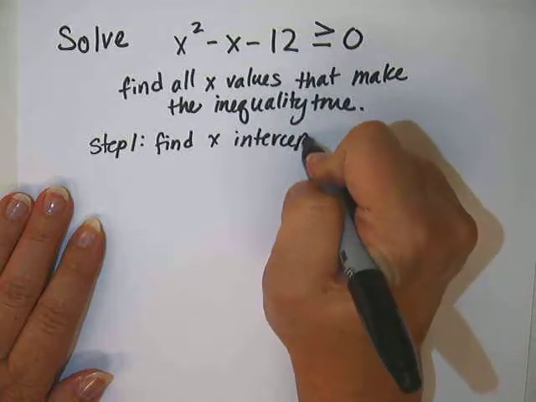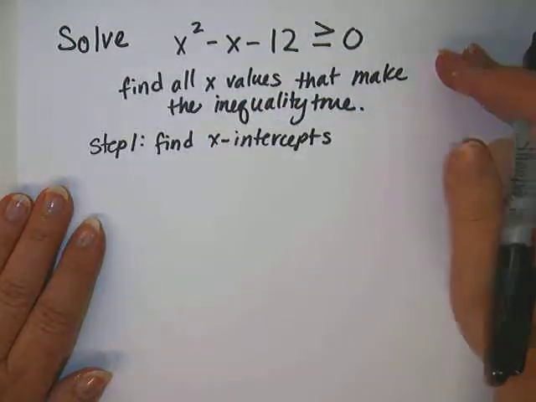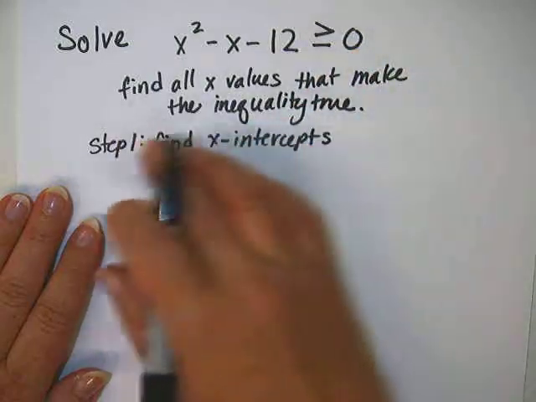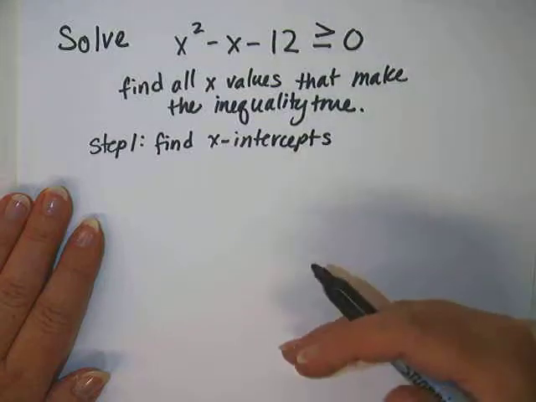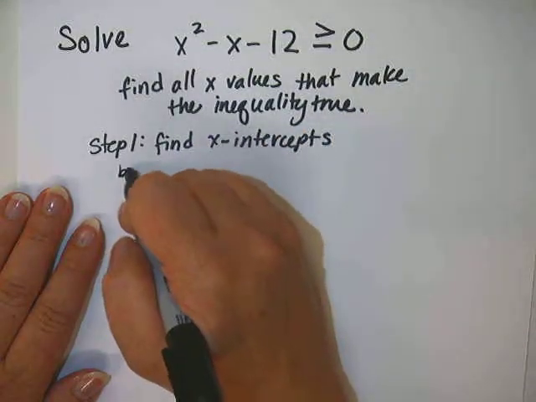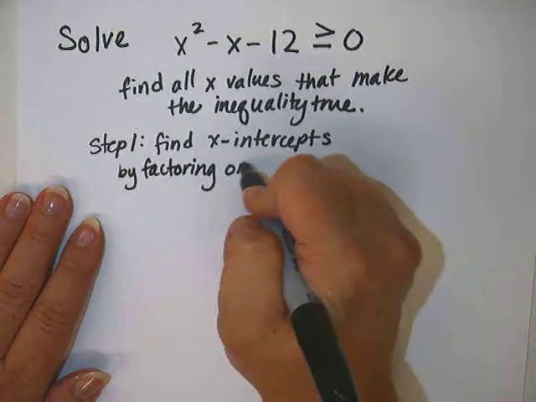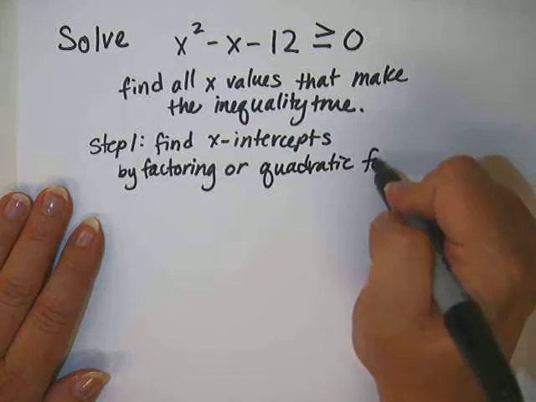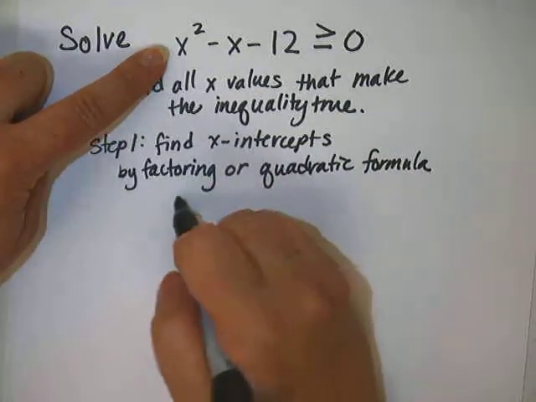Okay? The first step is to find the x-intercepts. Why the x-intercepts? Well, that is where y equals 0. So those are the points where if we go above, it's greater than, and if we go below, it's less than. So those are those critical points where it changes from greater than to equal to less than. Okay? So we're going to find those x-intercepts by factoring, or if it doesn't factor, we will use the quadratic formula.